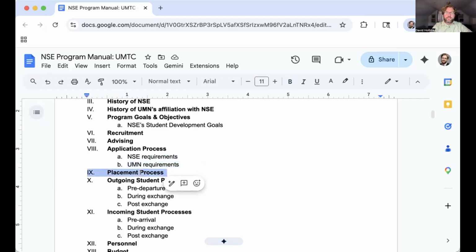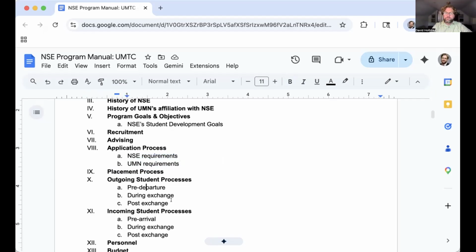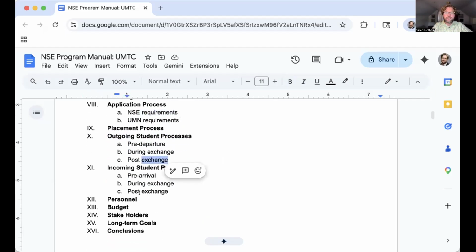I'll be highlighting the placement process and then all of these procedures. So once you have an outgoing student, what are the things you do pre-departure, during, and post-exchange? Incoming student processes: pre-arrival, during exchange, post-exchange as well. And I do plan to revisit these things. Again, these are all in my head. I'm mostly typing things, like, hey, they do this and then they do this. But I am pulling in links and key contacts and things like that as well. So documenting all of these processes is important.